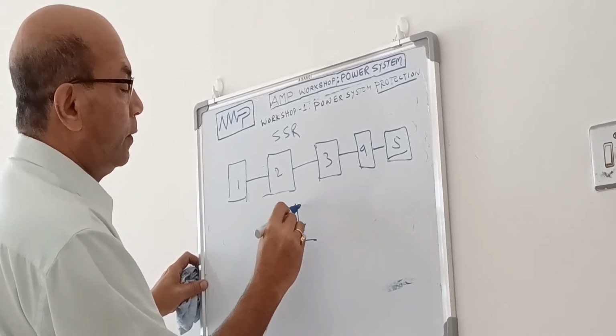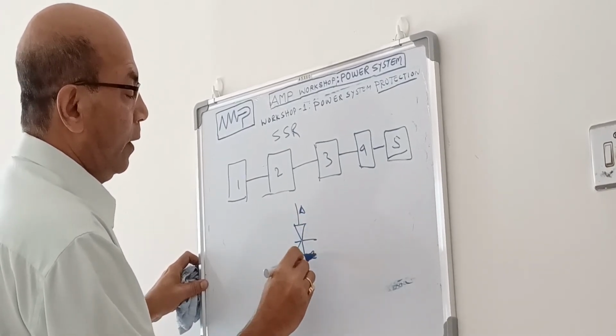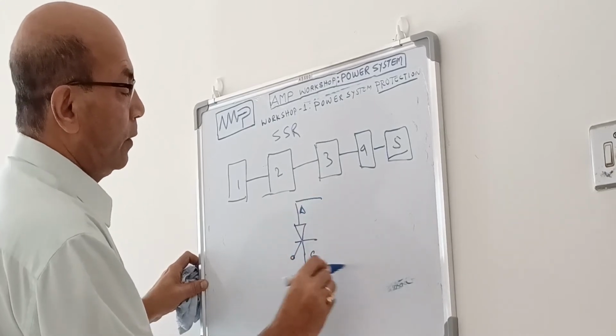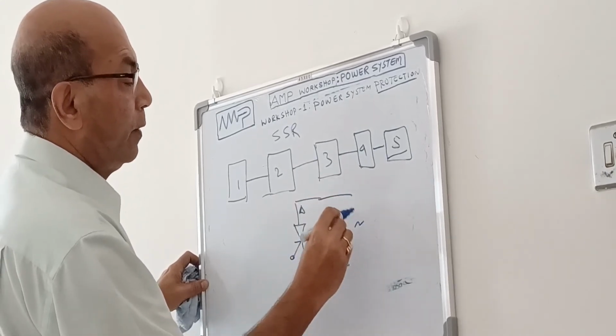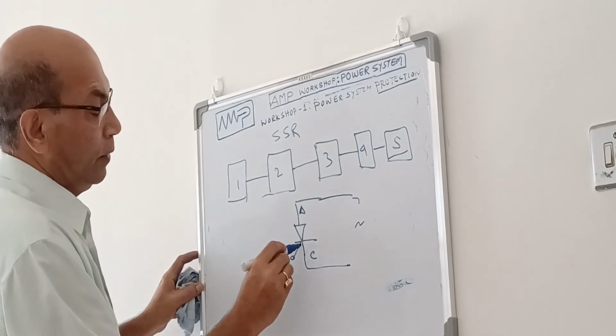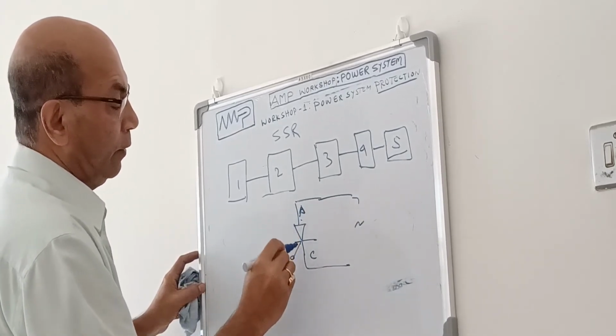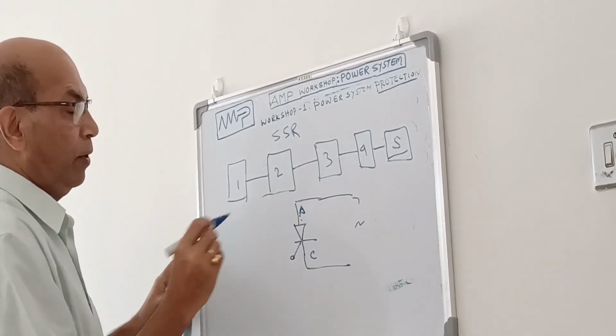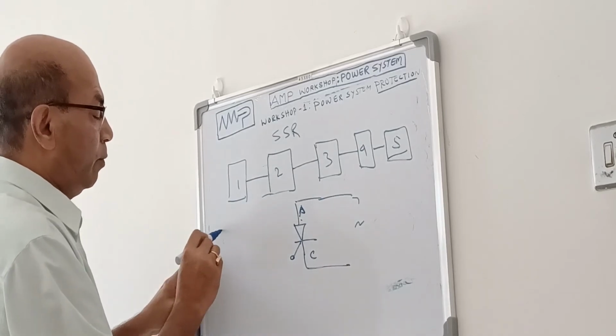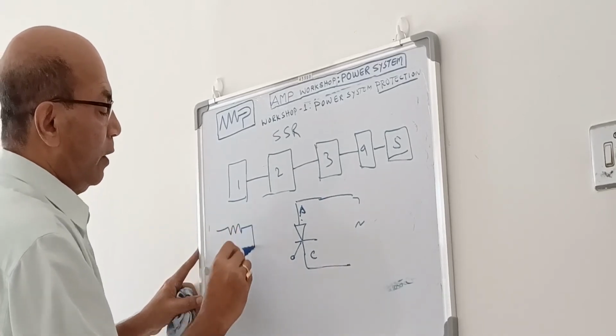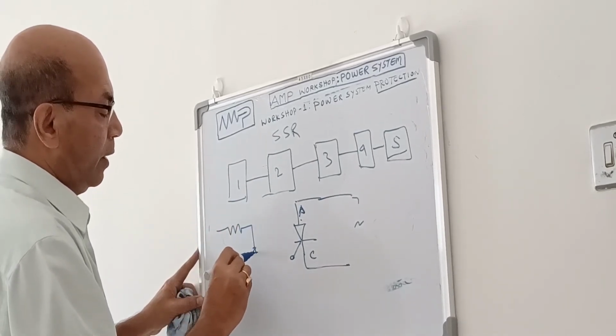This is a gate, this is an anode, this is a cathode, and the load is connected over here. There is an AC supply. Now this SCR, between the anode and cathode, what is the protection circuit? We have already shown one protection circuit in the case of the input circuit. In the input circuit, we have brought a reverse bias diode over here.